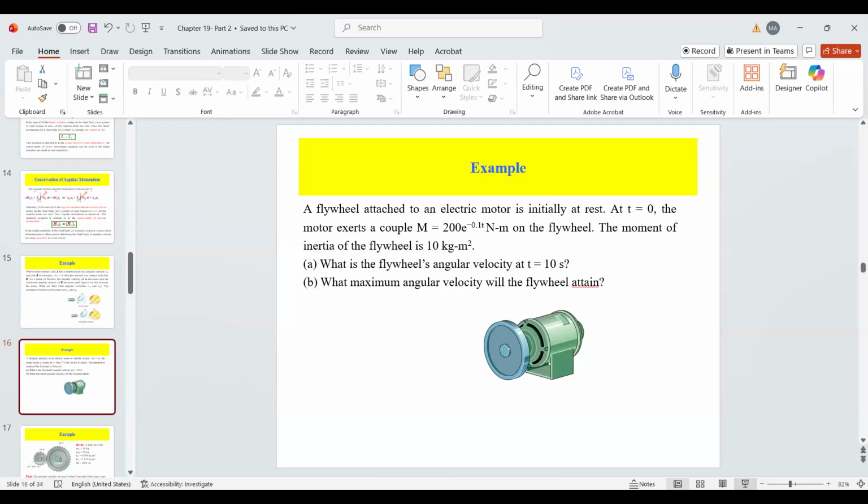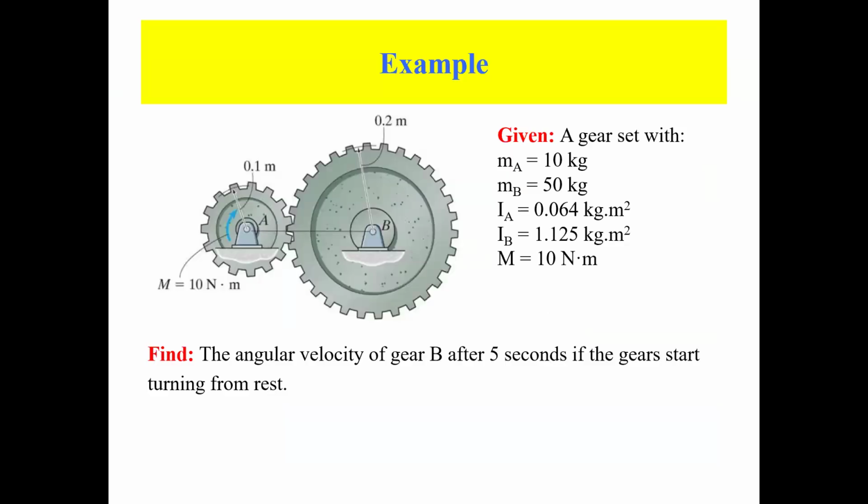Okay, next problem. The information of these two gears is given. The mass of A is 10 kilogram. The moment of inertia for this A is 0.064, and this is the moment of inertia for gear B.